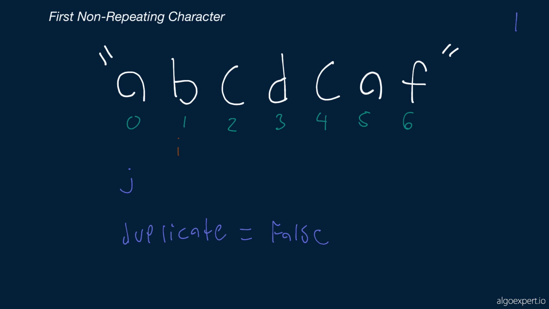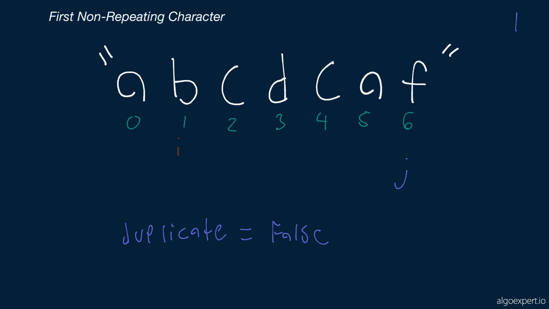We compare these two characters, a and b. They're not the same, and so we move j over. So j comes over here to b. Now I and j are the same index, so we don't need to bother checking, so we just move j over again. We see that b and c are not the same, so we move j over again. And we continue to move j until eventually we find something that is the same.